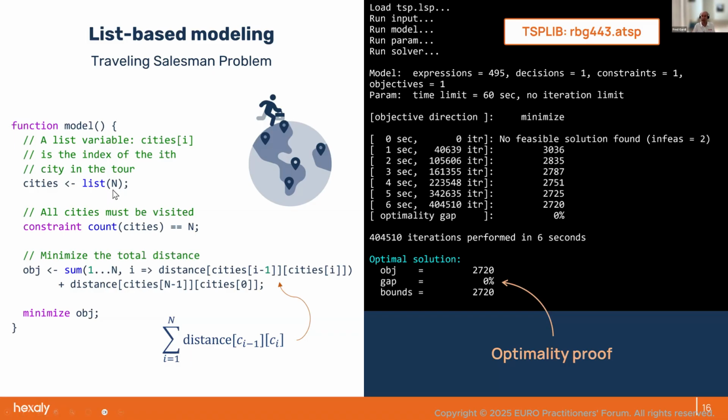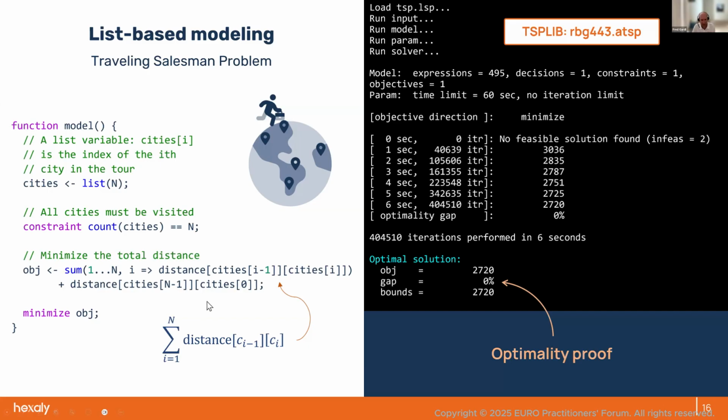Remember that the list can be empty. Basically, there is no constraint over the list. So I need to constrain my list to contain all the cities. A way to do that is to use the operator count. I count the number of cities, and I want this number to be equal to n. This is a constraint here. I force the permutation to be full, to contain all the cities.